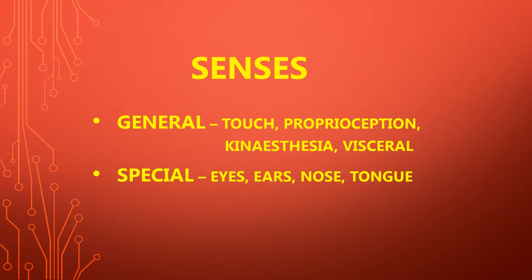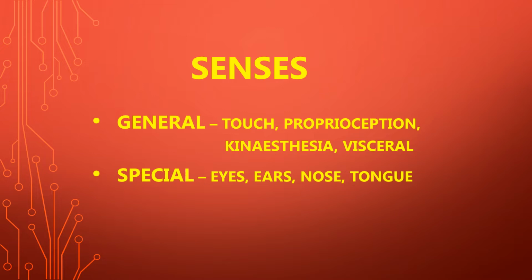In addition to the sense of touch, there are some other general senses like proprioception. It is related to the perception of the position in which the body is. So the position of the body is sensed through proprioception. Then there is kinesthesia. It is a sense of body movement. Proprioception is the body position. We sense the body position, and kinesthesia is the sense of body movement.